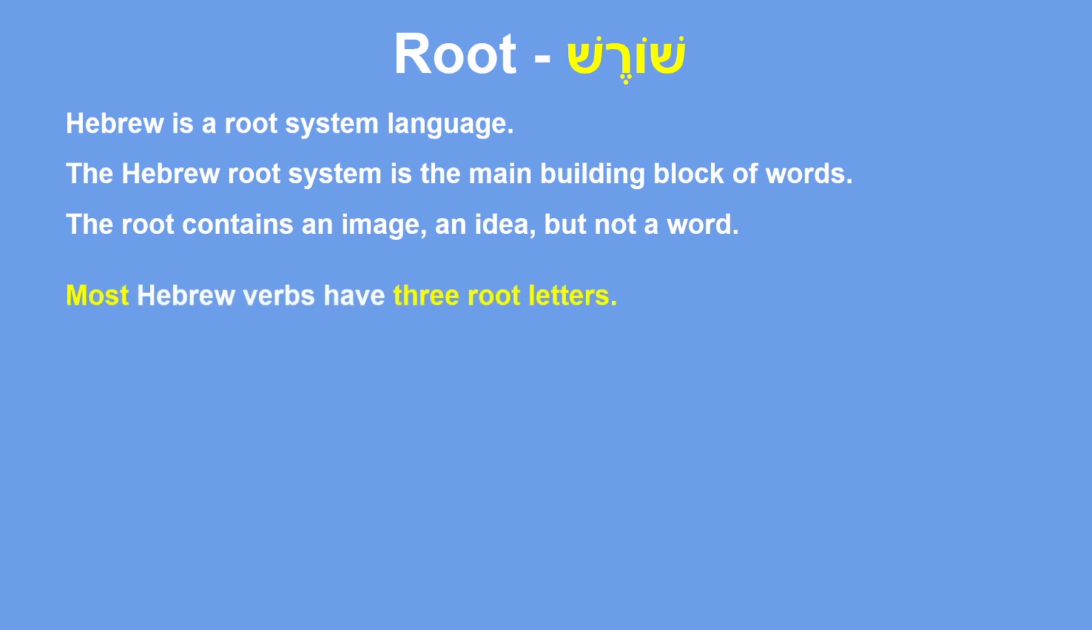So most Hebrew verbs have 3 root letters. The root is reflected as follows. X's mark the letters of the root in Hebrew. And this is how a root will look like, 3 letters separated by dots. So for example, let's take the root lamed mem daled. So lamed mem daled gives us an idea of studying, maybe a classroom, maybe teaching.